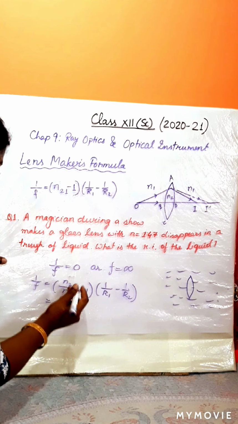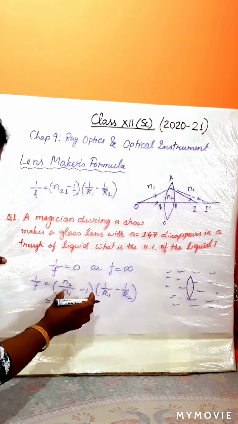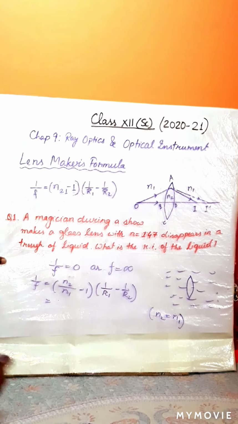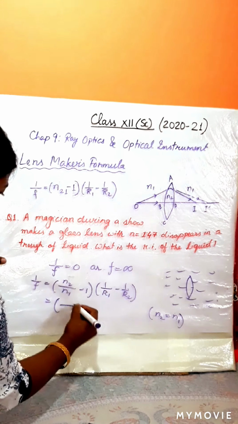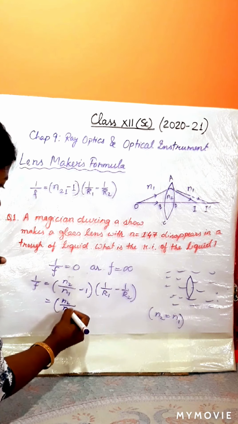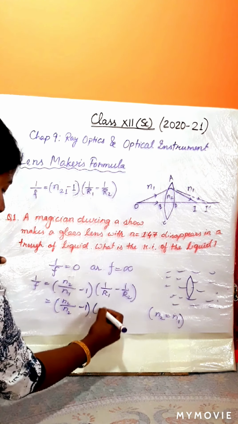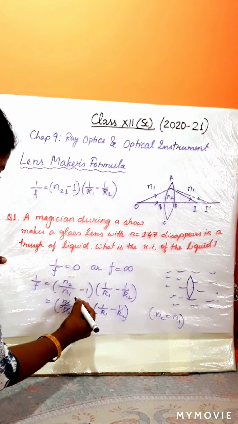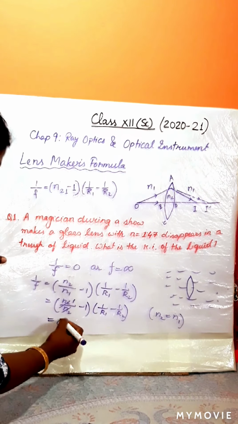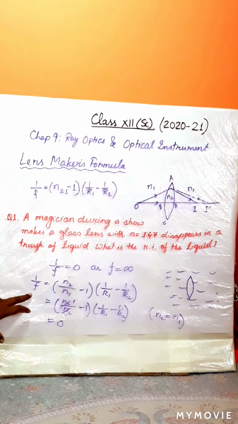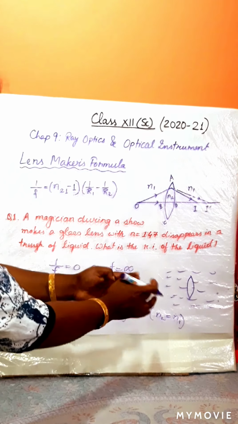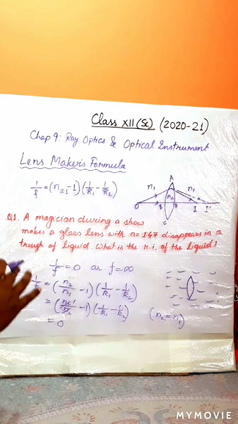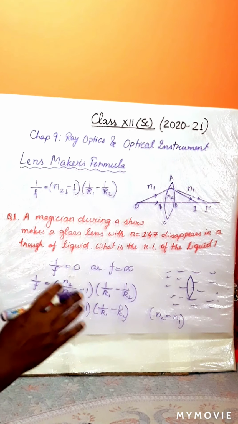When n2 equal to n1, then n2 by n1 minus 1 into (1 by R1 minus 1 by R2), the n2 and n1 will get cancelled, then it will be 1 minus 1 equal to 0. That means 1 by f equal to 0, and 1 by f equal to 0 means focal length is infinity. That glass lens is behaving as a plain glass sheet. So that is why it is invisible or disappears in a trough of liquid.